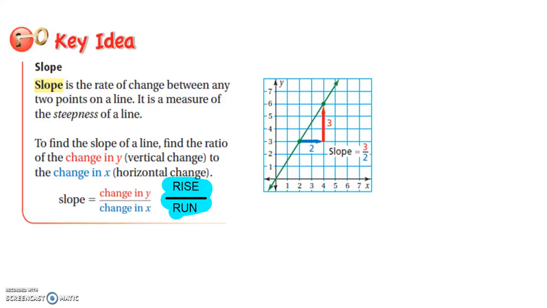So you have the change in y, which is rise, and then the change in x, which is run. So we have rise up 3, and then we run over 2. Rise up 3, and we run over 2. Do you get it? So I'm climbing a ladder, I'm rising, and then I'm running on the roof.